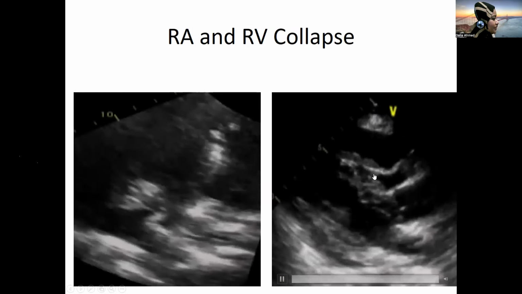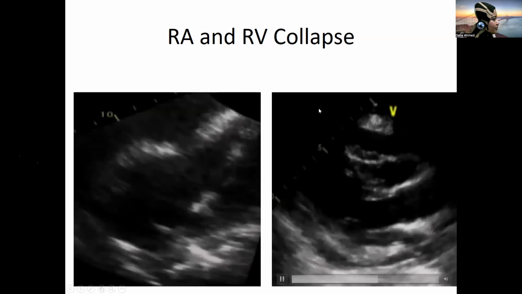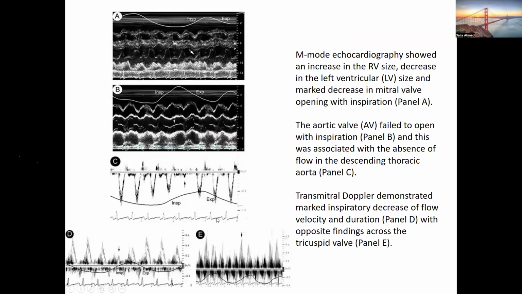Okay. This is M mode. It shows the same story: this is the mitral valve. During inspiration, the mitral valve becomes very small because the flow across the mitral valve becomes very small during inspiration.